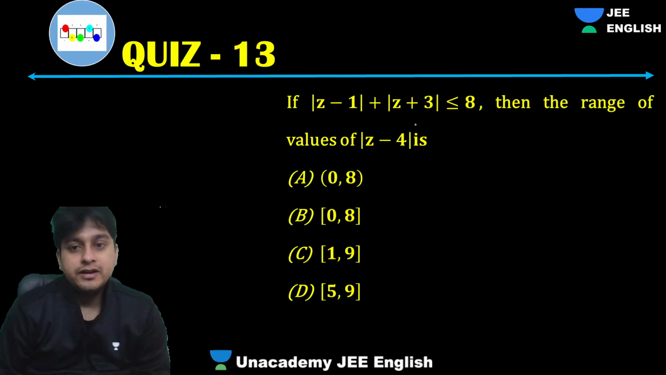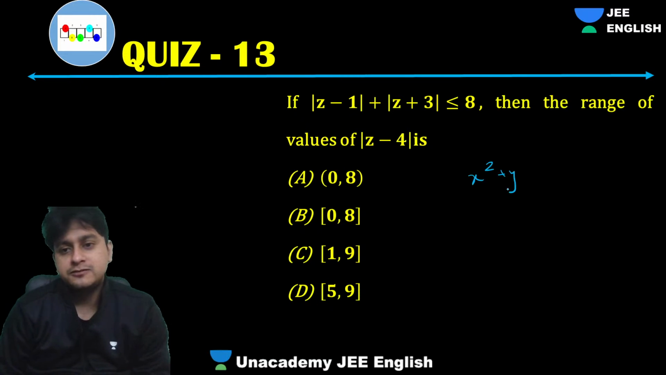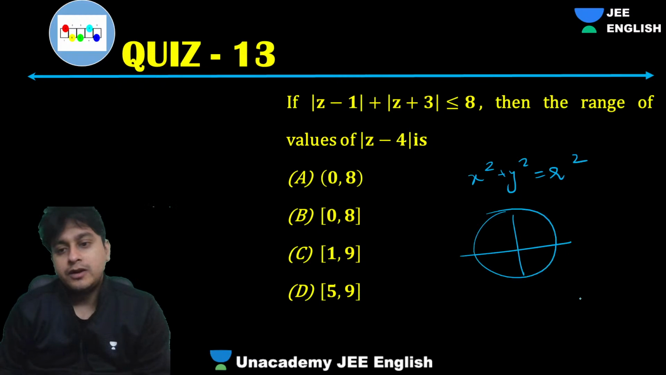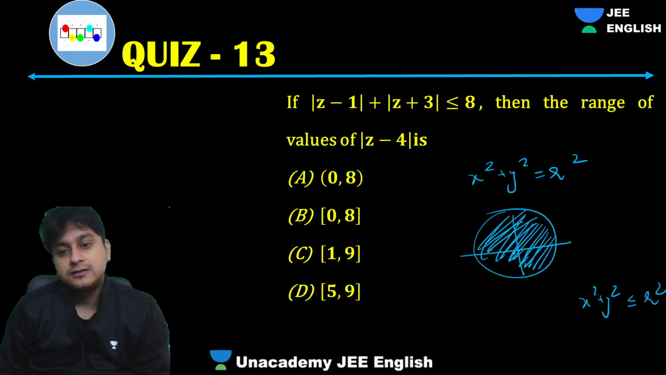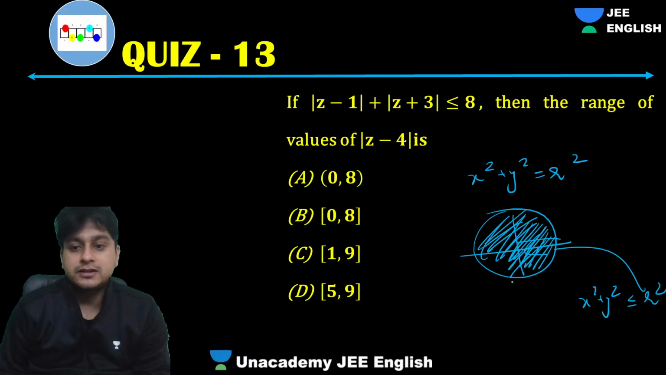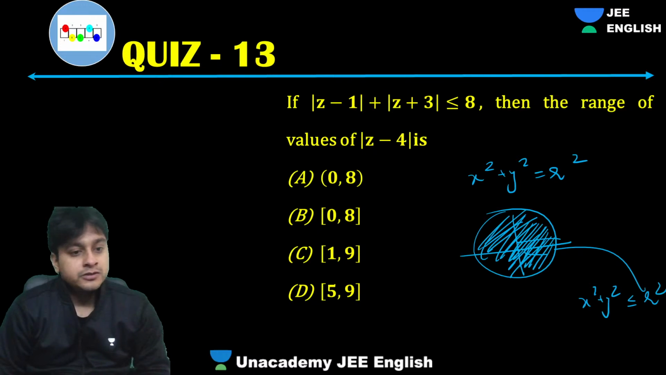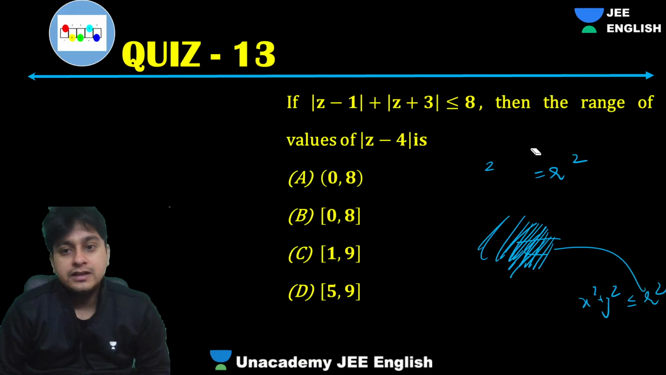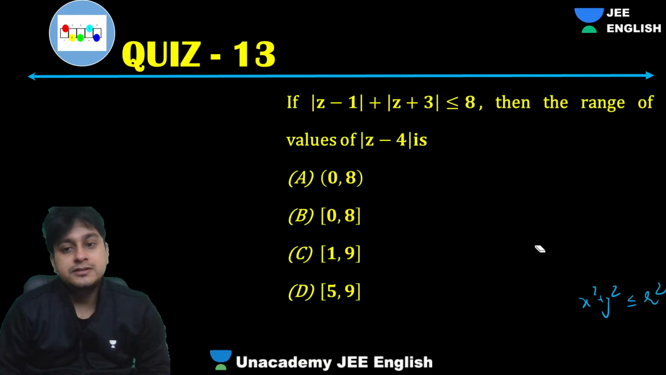Come on guys, think about it. It's less than or equal to. What does this mean? Let's suppose, guys, if somebody says x square plus y square equals r square, that is a circle. So what about x square plus y square less than or equal to r square? That means the inside part of the circle and on the circle. Okay, that means the inside part of the circle, right? So this will be the inside part of the ellipse, right? Yes.